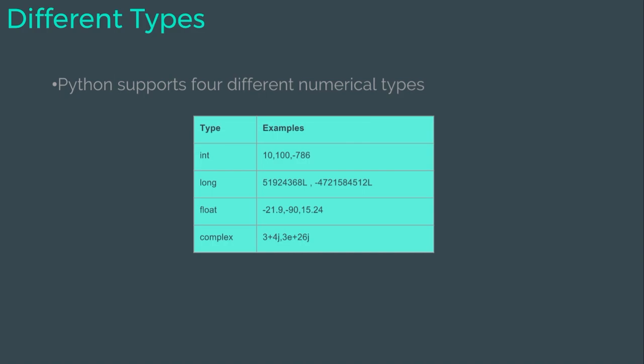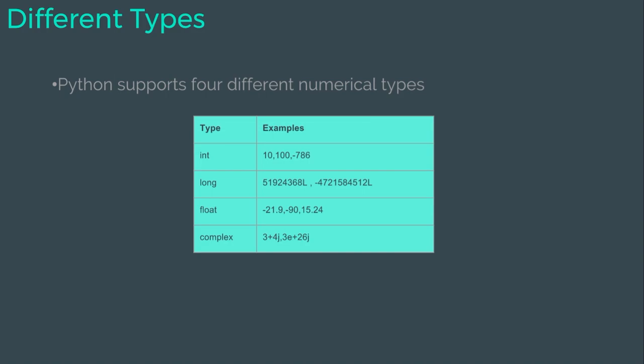The third one is float. It is used to define a variable with fractional values. The fourth one is complex. A complex number is a number that can be expressed in the form a plus bi, where a and b are real numbers and i is the imaginary unit.